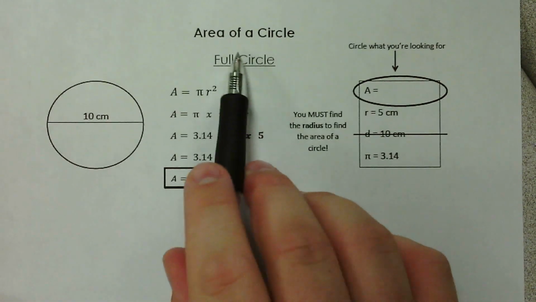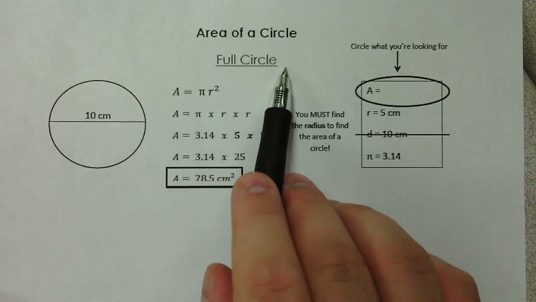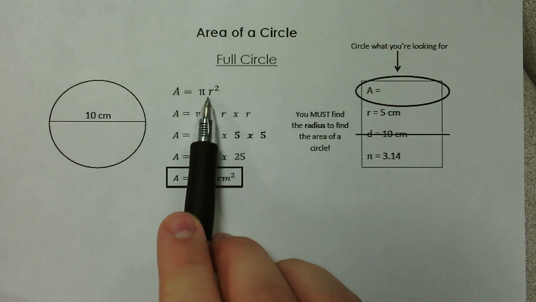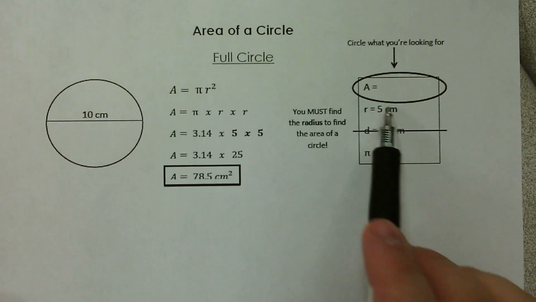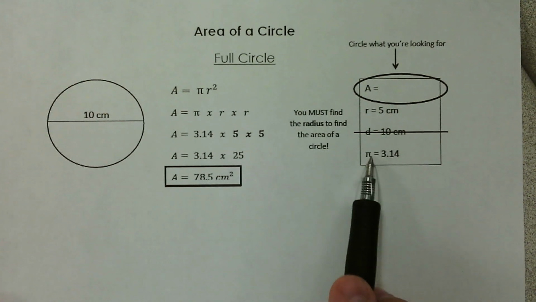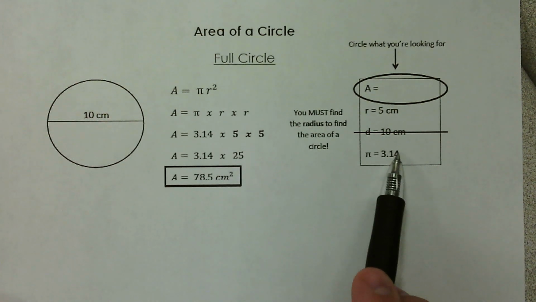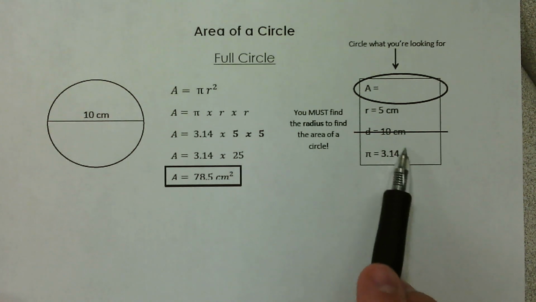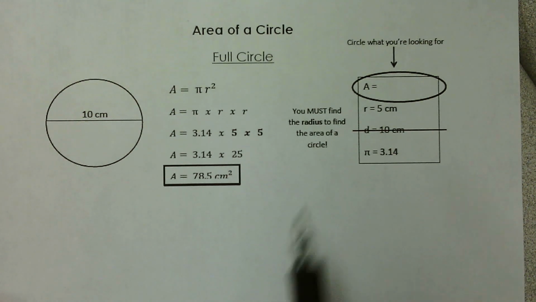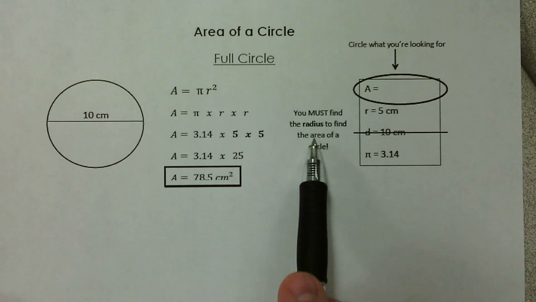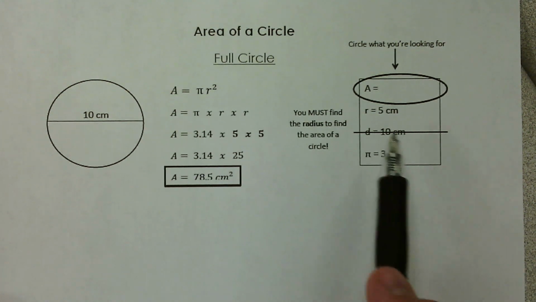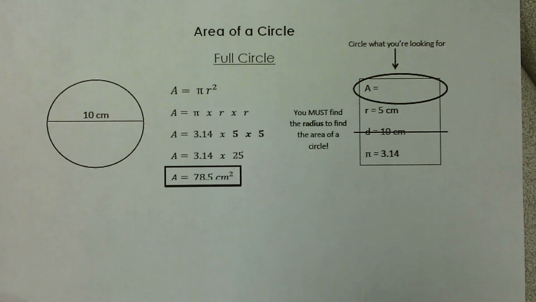Just kind of give us a quick refresher. So when we're talking about the area of a circle, we're talking about a full circle here. Area is pi r squared. We want to look for area, so we're going to fill in what we know. Most often pi is going to be pi, but if it does tell you to use 3.14, you will use 3.14. Okay, but if they give you the diameter, you have to find the radius. You cannot solve the area with a diameter. You can only solve it with a radius.